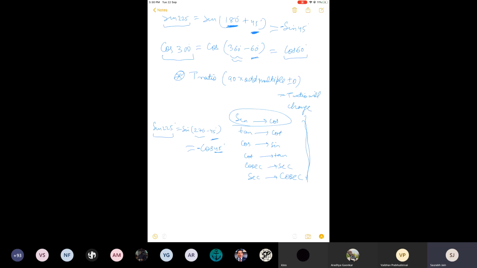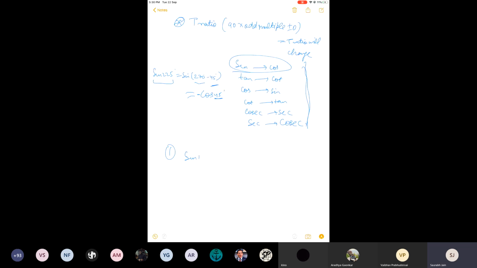Now let me explain all these questions together. Listen carefully. Sine 120. I have two options. I can go this way: sine 90 plus 30. Tell me by this method, that is I have written sine 90 plus 30, whether sine will change or not. Sine will change. It will change to cos. Why? 90 degree is an odd multiple of itself, 90 into 1.